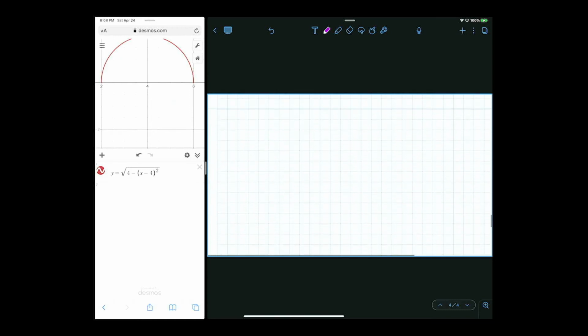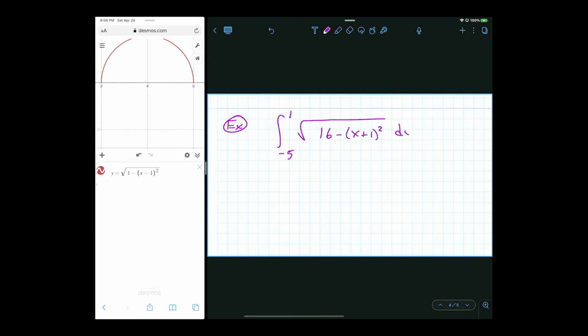And this is another circle here, so this is probably going to be the last one like this, where it's just a circle that I do. The integral from -5 to 1 of the square root of 16 minus (x plus 1) squared dx. There are shortcuts you could use, by the way. They tell you it's a circle again.